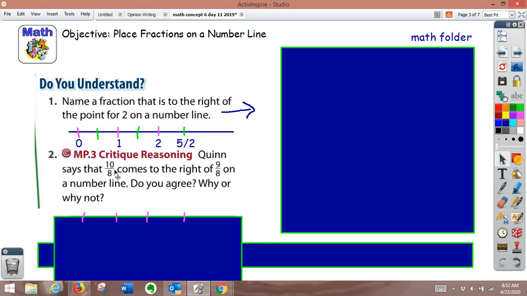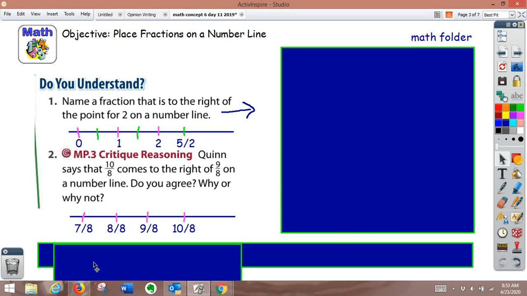9 is smaller than 10. 10 is larger. So 10 is going to be on the right. You can think about it when you count 7, 8, 9, 10. So you're going to the right of a number line. Let's test it out on a number line here and see.